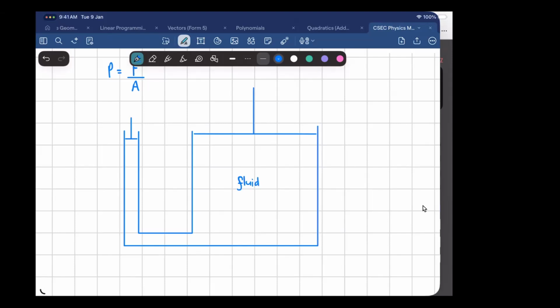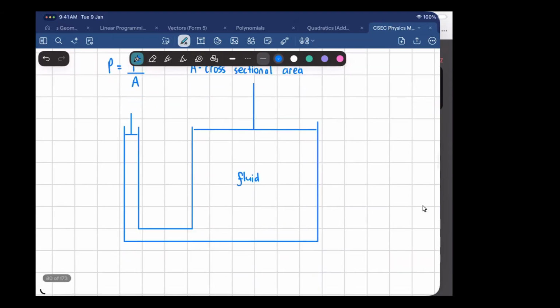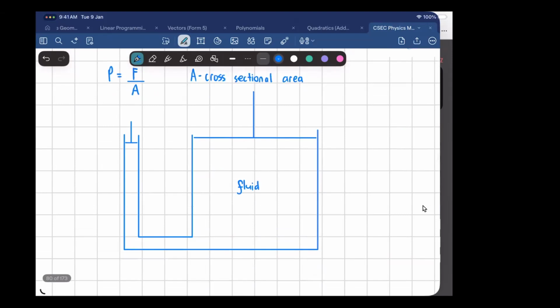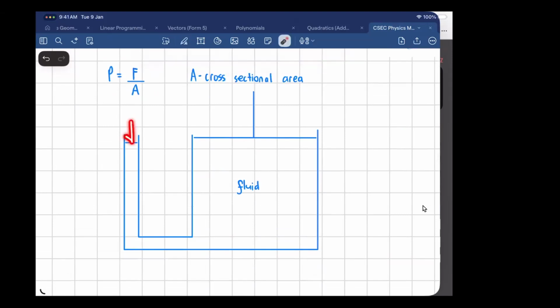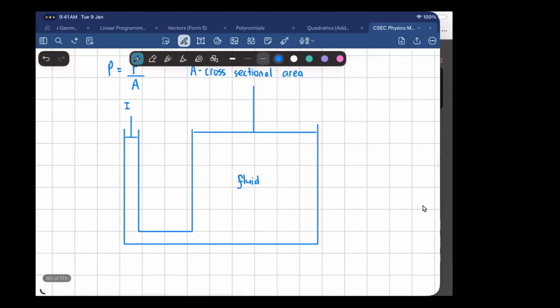Okay, so Sheena, let's try to understand what's happening here. And I should tell you, anytime we're talking about area, when we're dealing with pressure, we're specifically talking about the cross-sectional area. Sheena, if I'm applying a pressure at this juncture, we could say that we're applying an input force.